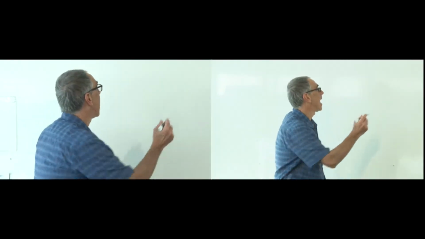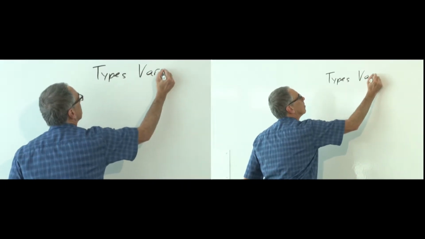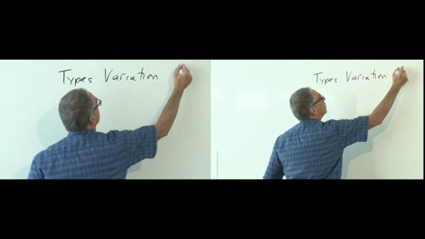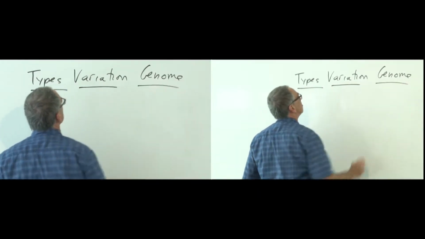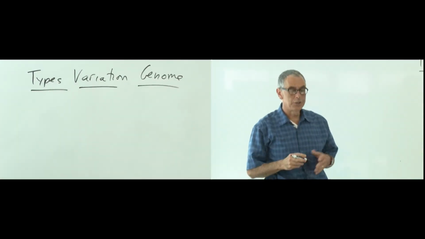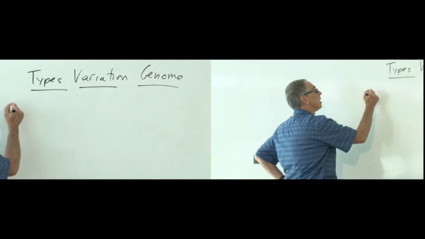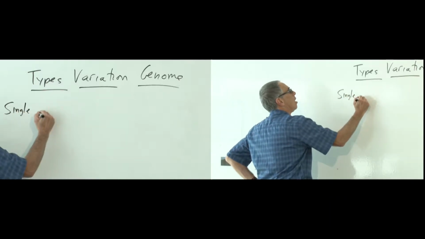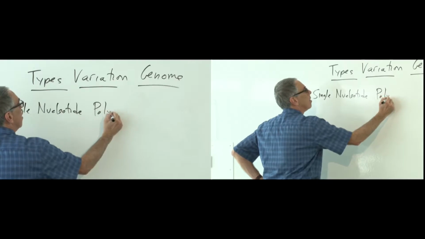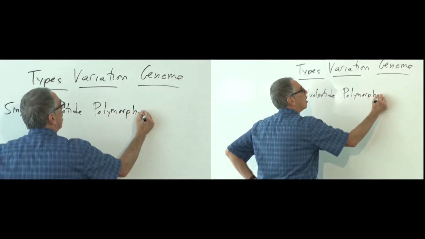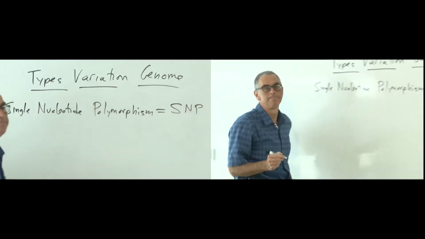Okay, in this segment, let's actually talk about the types of variation that we see in the genome. In terms of counting, the most common variation we see is something that we call a single nucleotide polymorphism, ubiquitously known as a SNP.